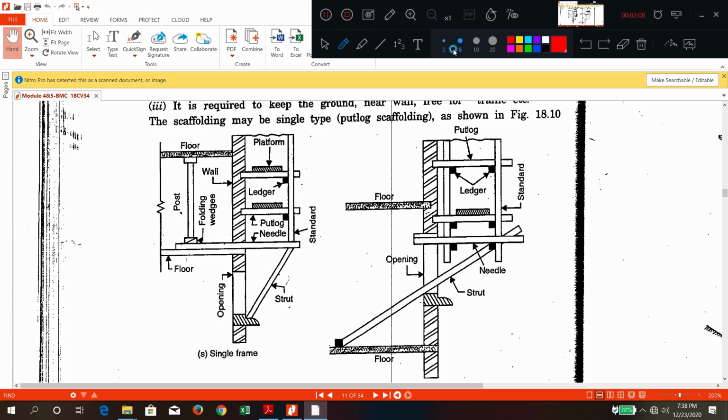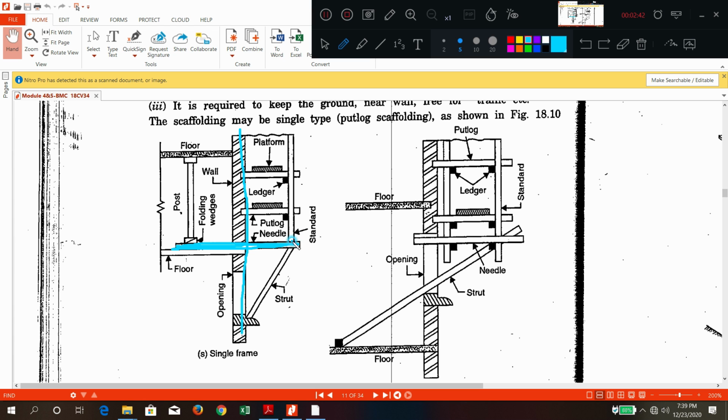Here you can see this is an existing wall. One needle beam is inserted like this, and above this needle beam there will be standards. Are you getting this point? I will just draw once again. First the wall will be there like this. Next, in that wall body, the needle beam is going to be inserted. This is the second stage.